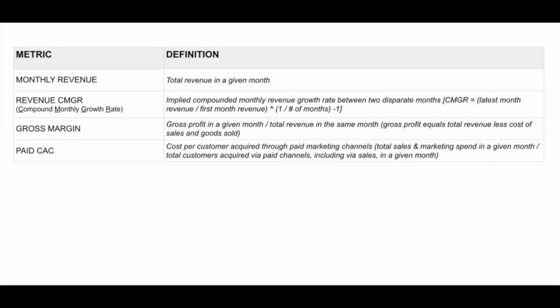A hardware company sells physical devices to either a business or a consumer. Again, it is close to an e-com company. Think of more of Fitbit, your mobile phones. These are the hardware products that you're providing. Four metrics to evaluate your business are your monthly revenue, the total revenue that you earn in a month, your compounded monthly growth rate, gross margins, and paid CAC.